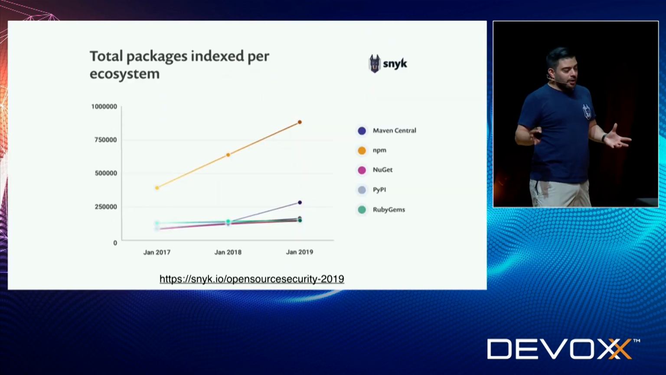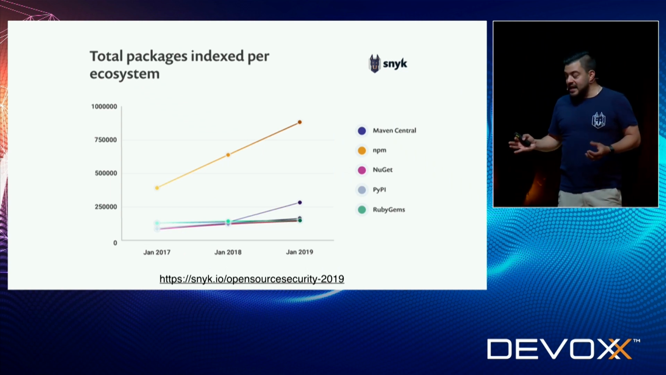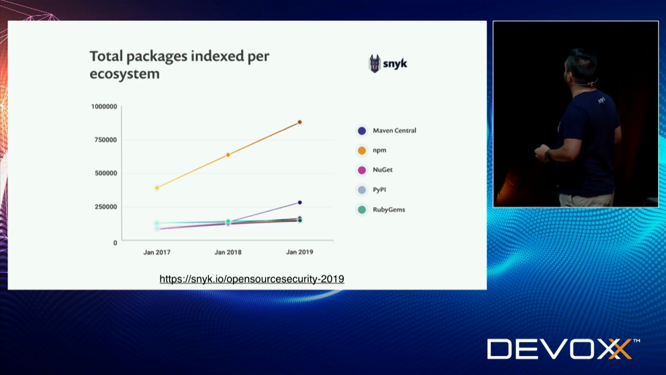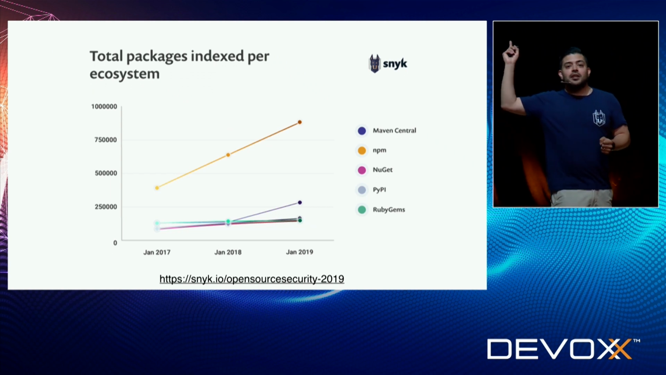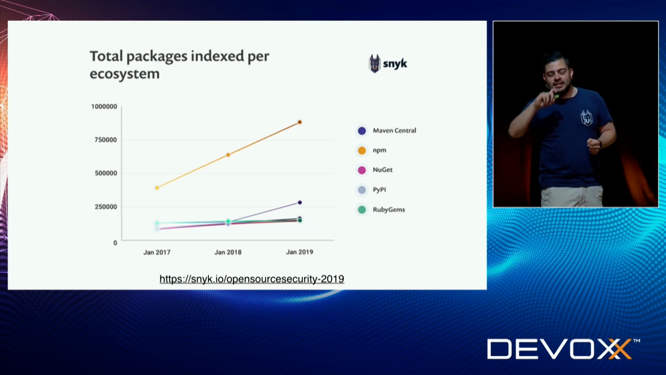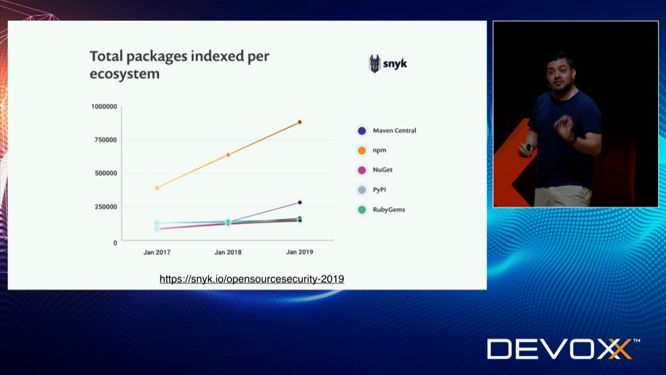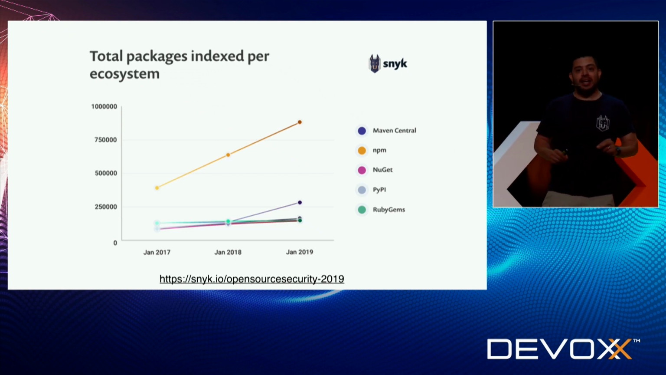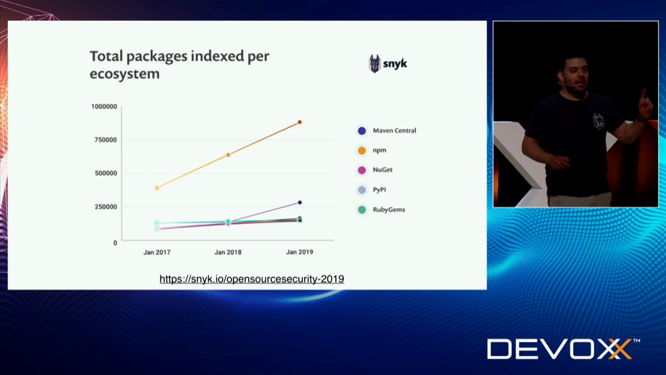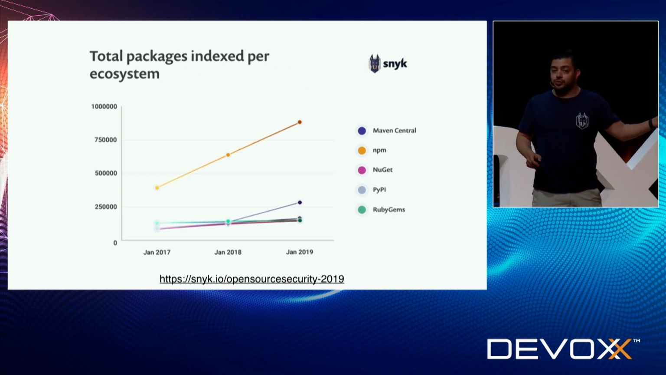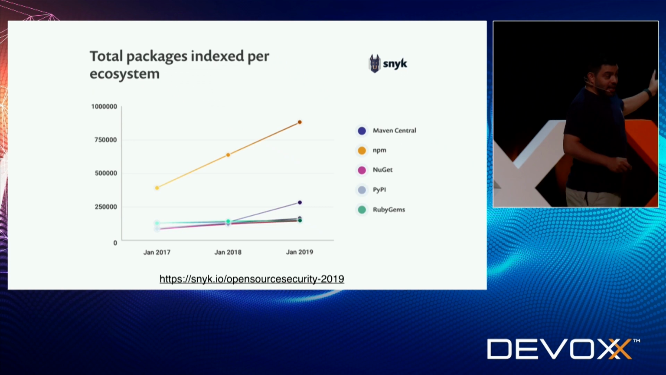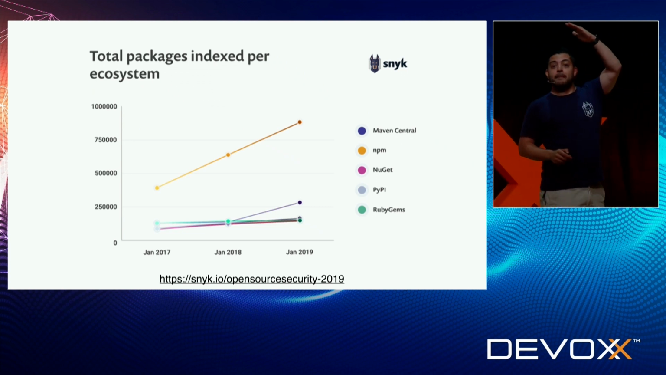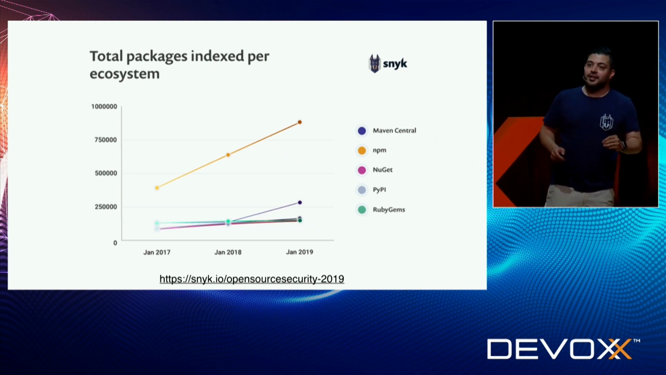Okay, so let's have a look at the growth in packages which are indexed in a number of different repositories here. We can see that in the last year, from 2018 to 2019, over 250,000 new packages were indexed into NPM. Amazing, astounding. 103% growth on Maven Central. Actually, very recently, NPM hit the 1 million mark on a number of packages indexed.